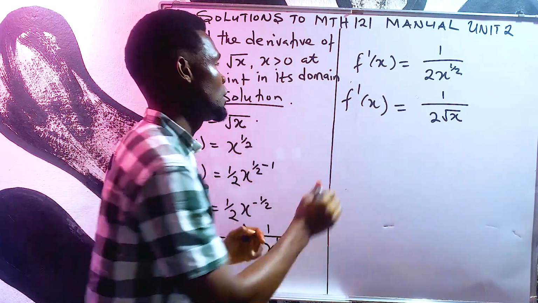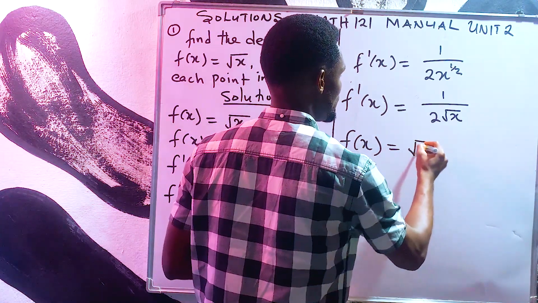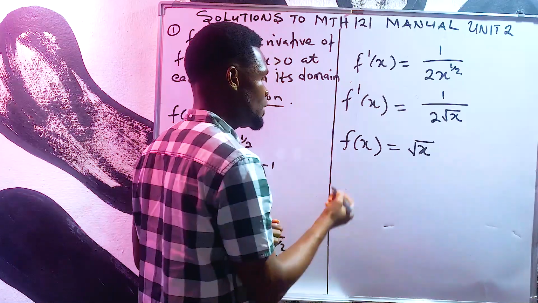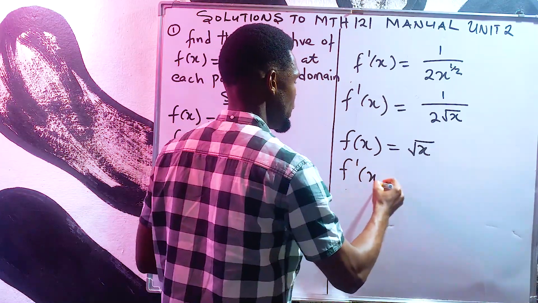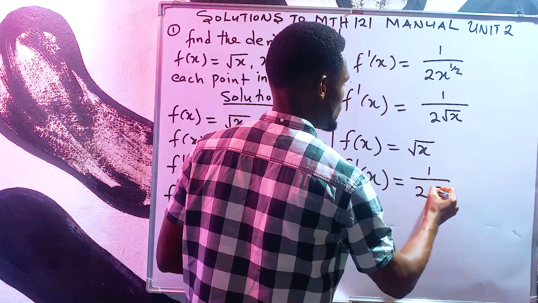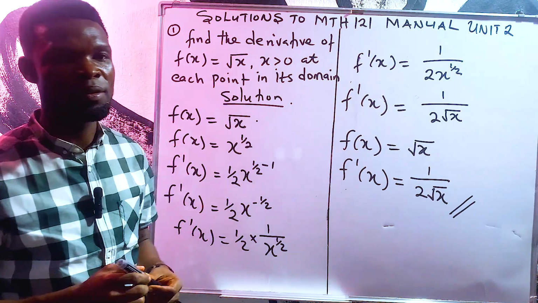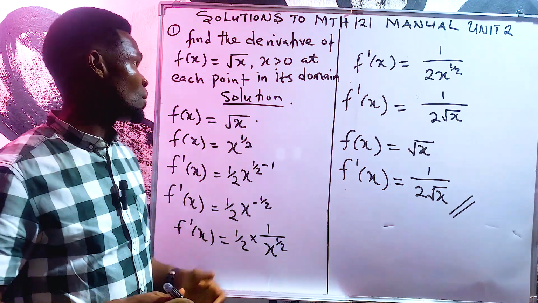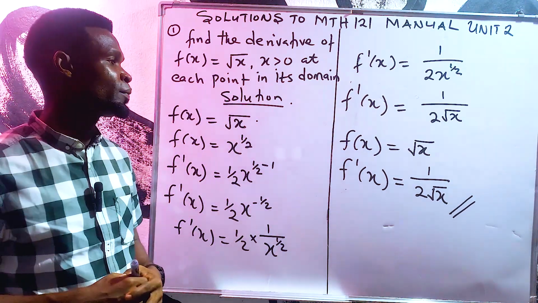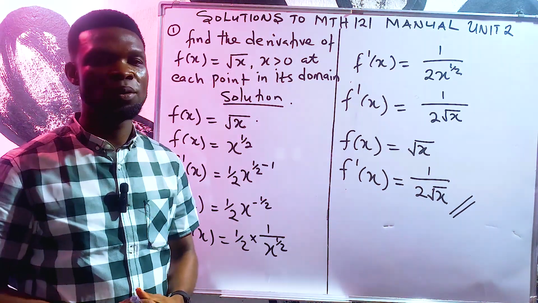So in a nutshell, if f of x is equal to root x, then dy dx, which is f prime of x, is equal to 1 over 2 root x. That is how to differentiate that function. Okay, so this is just the number 1. Now we'll look at the number 2 in that manual.